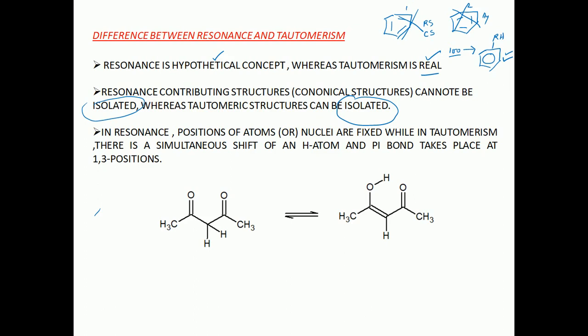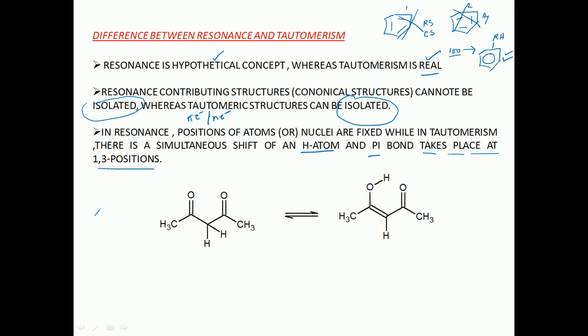Next, in resonance, the positions of atoms and nuclei are fixed, while in tautomerism there is a simultaneous shift of a hydrogen atom and the pi bond at the 1,3 position. So what is happening here? Again, I am repeating. In resonance there is a transfer of pi electrons and non-bonding electrons. Only pi electrons and non-bonding electrons are shifted, whereas in tautomerism, what is shifting? Hydrogen and pi electrons. There is a shift of a hydrogen atom.